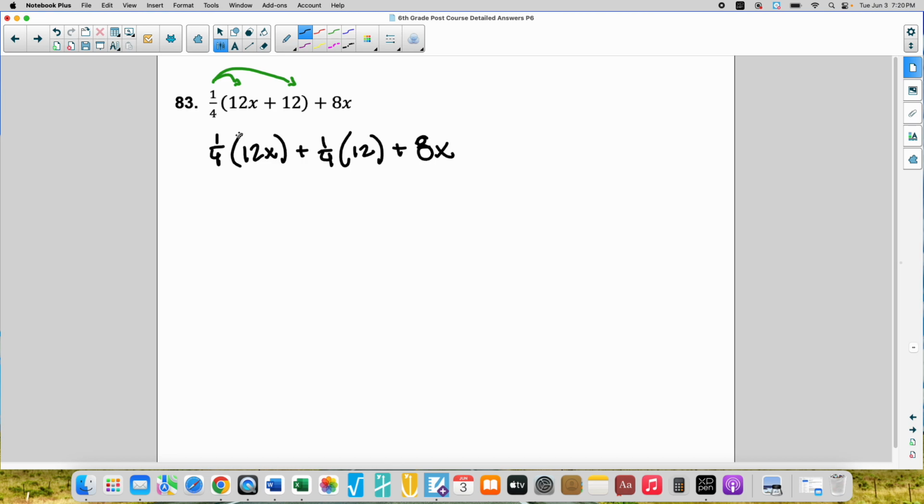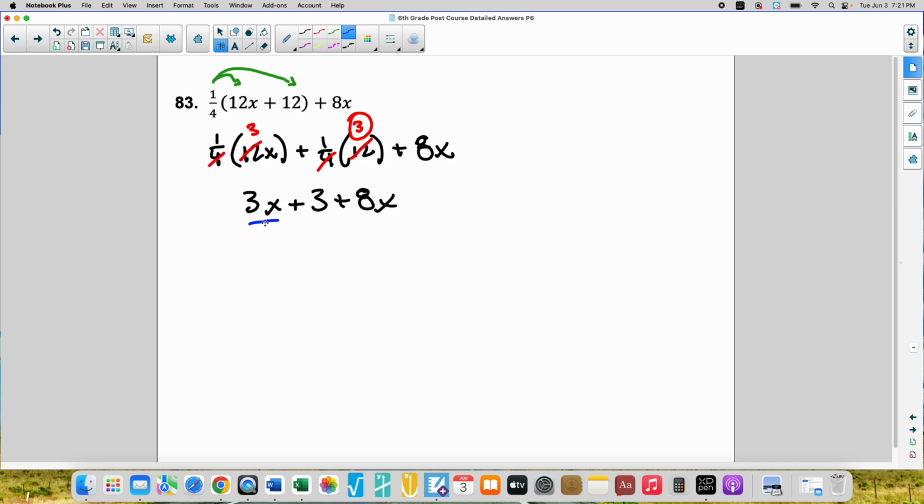1/4 of 12x gives us 3x. The 4 in the denominator is going to cancel with the 12 in the numerator, which is 3. So we get 3x. Again, the 4 in the denominator cancels with the 12 in the numerator. 4 goes into 12 3 times. And then we have 8x.